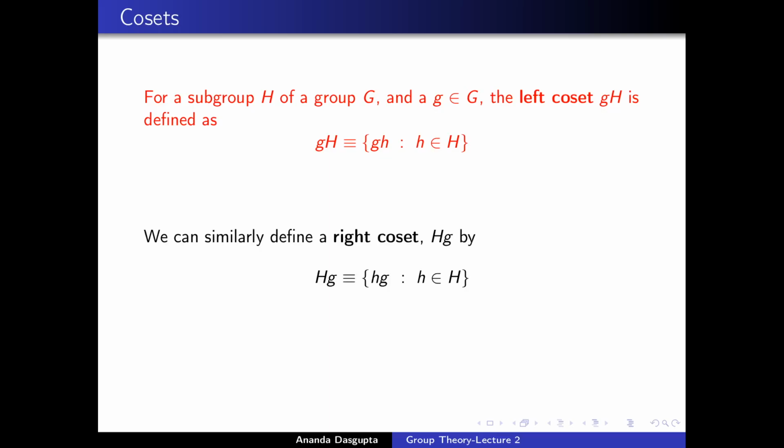Of course, there is nothing special about left cosets. We can also similarly define right cosets. The right coset is denoted by capital H followed by small g, Hg, and is defined to be the set of all elements hg, where small h runs over the entire subgroup capital H. Now, in general, for a given element small g of capital G, Hg, the right coset with respect to small g, is different from gH, which is the left coset of small g with respect to the subgroup capital H.